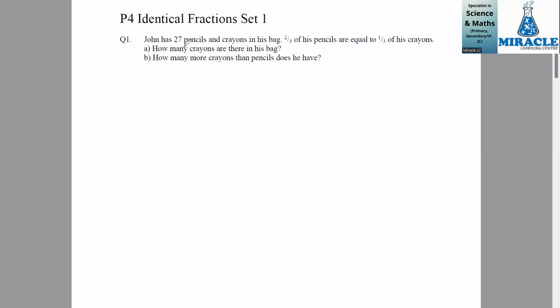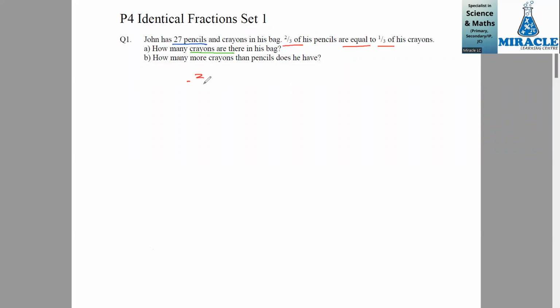Question 1. John has 27 pencils and crayons in his bag. 2/3 of his pencils are equal to 1/3 of his crayons. Question A is asking for how many crayons there are in his bag. So we know that this is actually an identical fraction question because we know that 2/3 of his pencils are equal to 1/3 of his crayons.